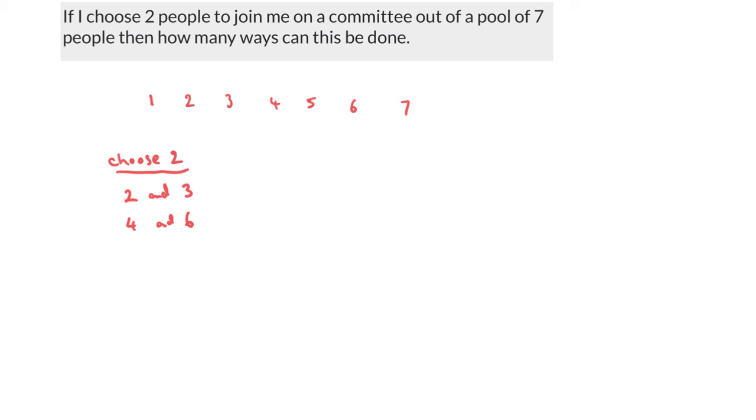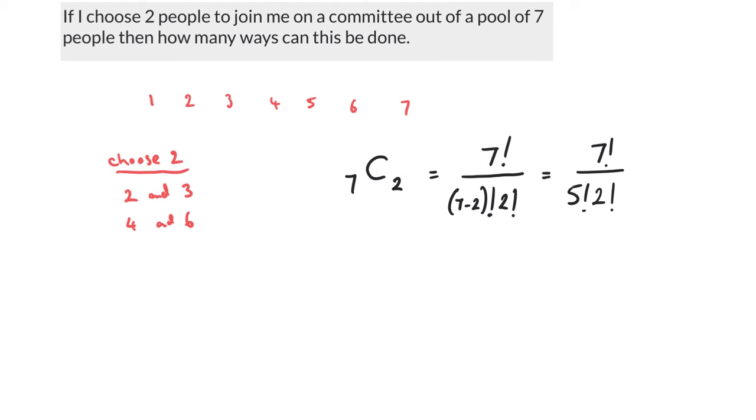So when order is not important, we go straight to a combination. We've got seven people and we're choosing two. So we go to the formula. It's going to be 7 factorial over 7 minus 2 factorial times 2 factorial. We know that 7 minus 2 is 5, so it's 5 factorial, 2 factorial. And what we've got is a permutation with a bit of extra. If you look at the red bit here, this is permutation. This will be 7P2, just 7 factorial over 5 factorial, which we know is equal to 7 times 6. And then we've got to divide by the 2 factorial, which is the 2, and we get 21 as our answer.